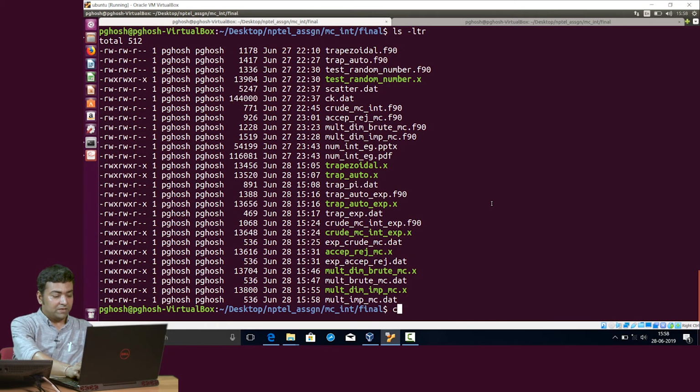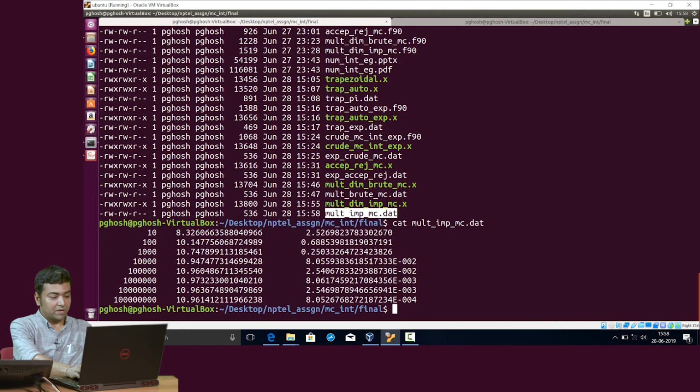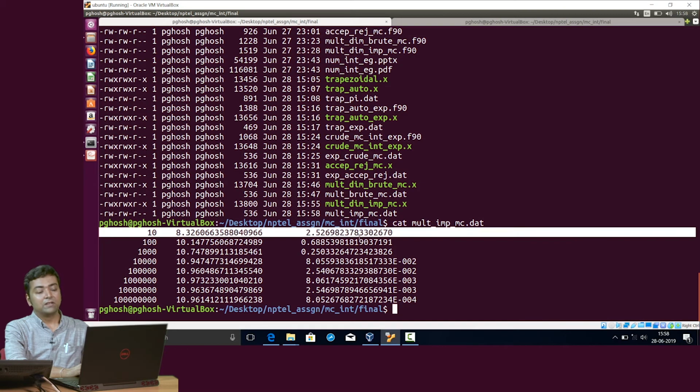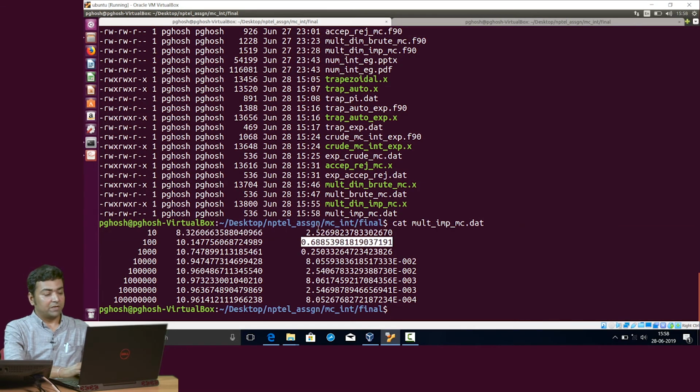Once it is done, this is the file which has been produced where the data is stored, and let us look at it. So, imp dat. The first column is my n, the second column is the value of the integral, and the third column is the sigma. Let us compare this with the brute force one which we did in the previous video.